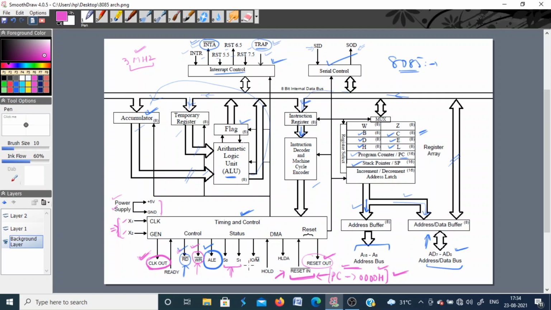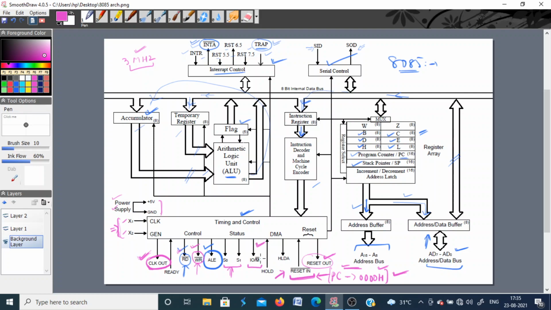And then we have one more important signal here, IO/M bar. Okay, this is basically used to indicate whether the operation that the processor is doing is related to input output or it is related to memory. Like, when you have microprocessor initiated operations, it can be memory read or memory write. The processor can read the data from memory or it can write the data into the memory. Similarly, the processor can read the data from the input or it can write some data to the output device. So the status of that is given by this signal or this pin.